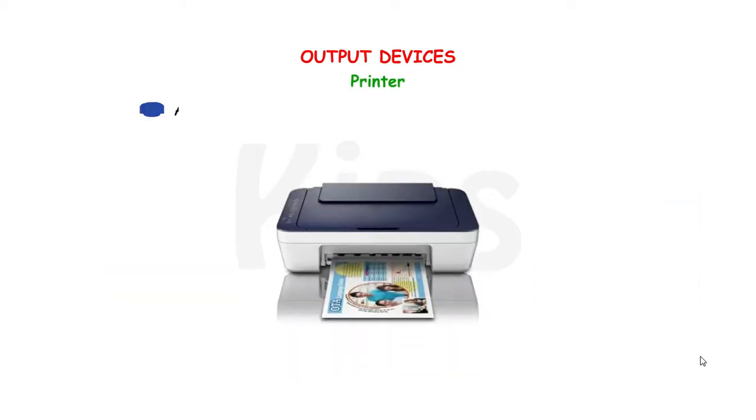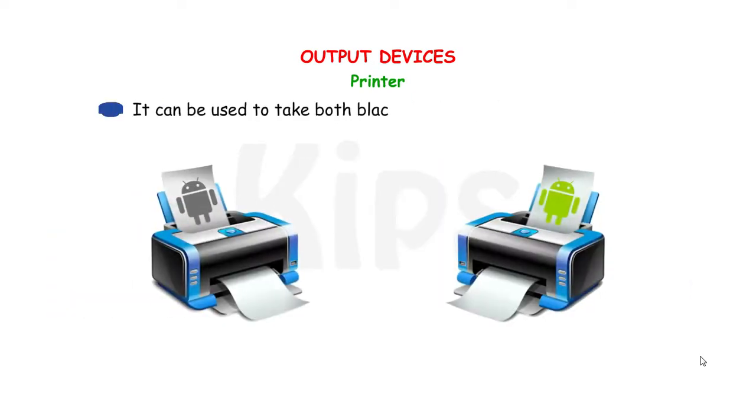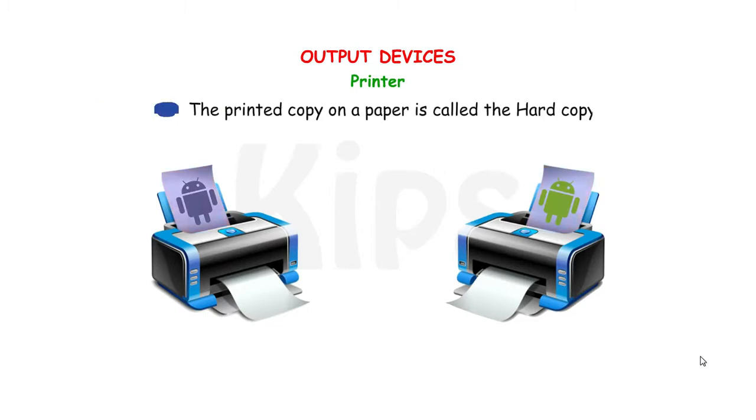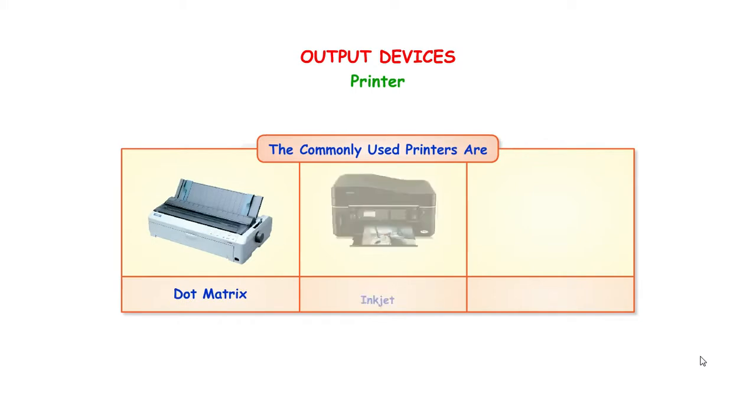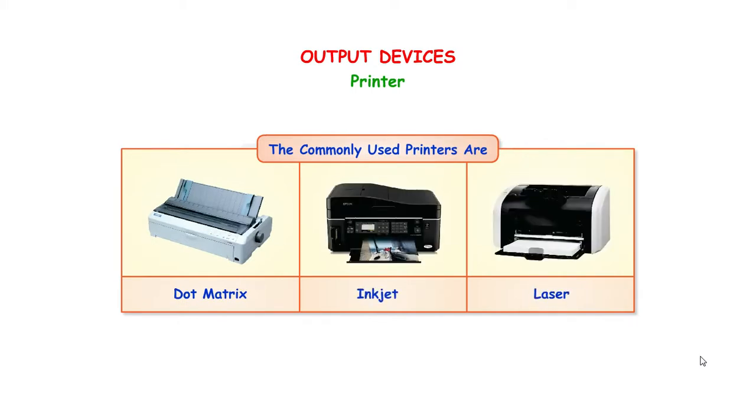Printer. A printer is used to print the text or pictures on paper. It can be used to take both black and white or colored printouts. The printed copy on a paper is called the hard copy. The commonly used printers are dot matrix, inkjet, laser.